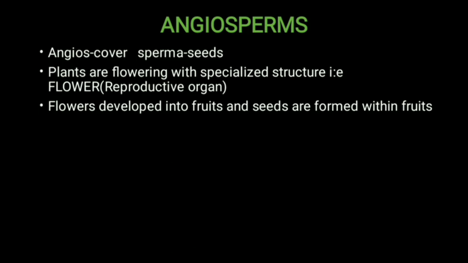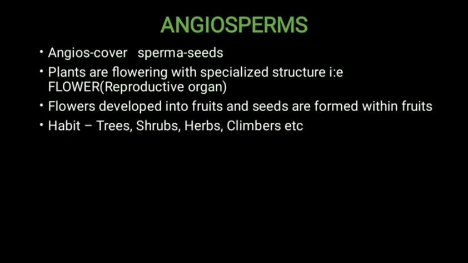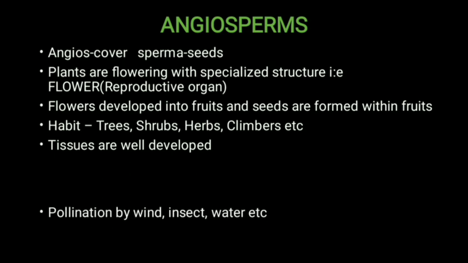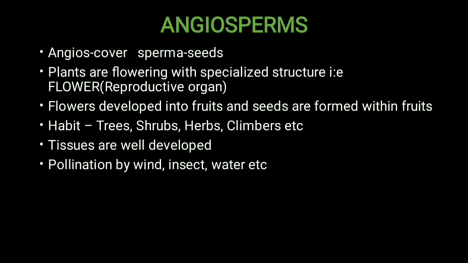So flowers develop into fruits means what, children? I think you have seen the pomegranate plant. There the flowers develop into fruits and seeds are formed within the fruits. Habit is trees, shrubs, herbs, climbers, etc. Tissues are well developed. Here also the xylem and phloem are well developed for the conduction of water and food. Pollination is by wind, insects, water, etc. Examples are mango and neem plant.